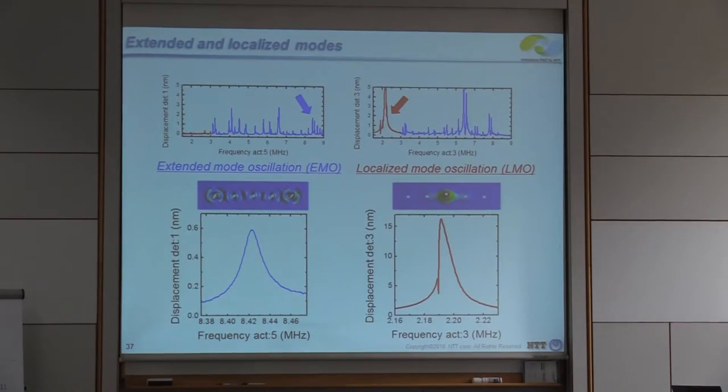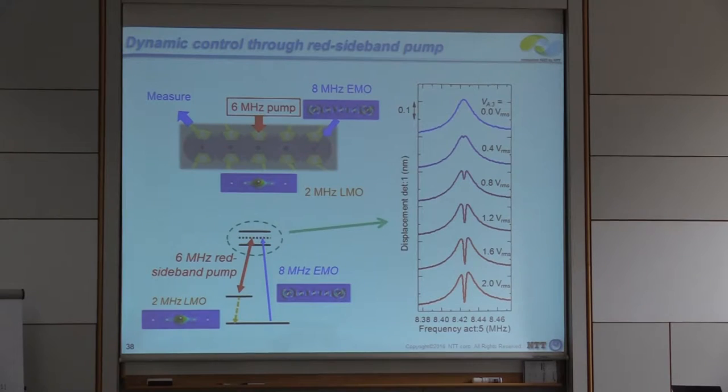So this is the frequency response for the traveling mode, and this is the localized mode. And we try to do the same thing as I explained, that is, the parametric pumping. The extended state and this localized state can both be coupled by applying a pump at the frequency difference. So you can do the same thing as in the case of the two resonators. This is the case when you apply a 6 megahertz radio-frequency pump between the extended mode and the localized mode, so you should have some coupling.